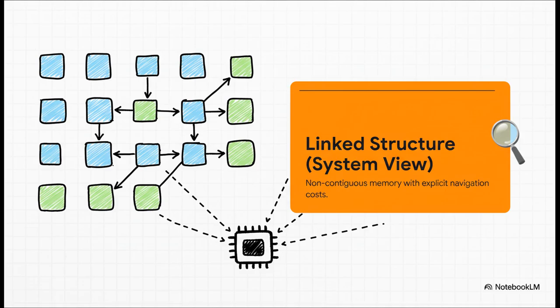And listen to the language here. We're not talking about nodes and links anymore. We're talking about non-contiguous memory and explicit navigation costs. This means each node could be literally anywhere in your computer's RAM. So to get from one node to the next, the CPU has to go on this little scavenger hunt, following a memory address from one random location to another. That's the real cost of navigation.